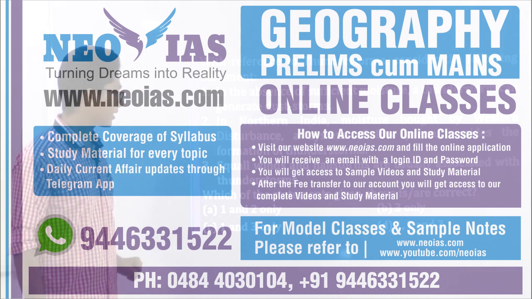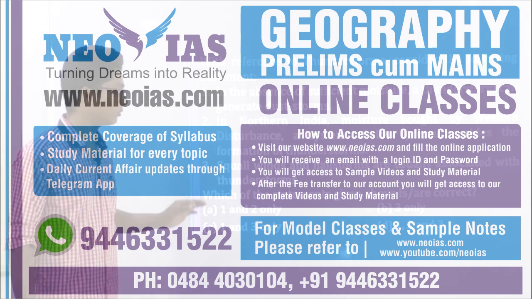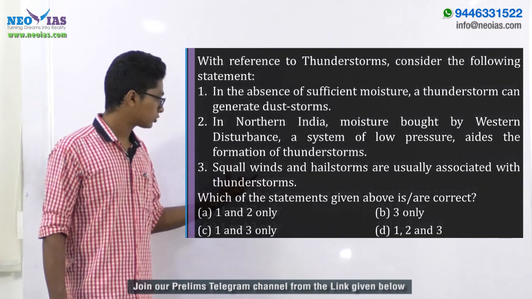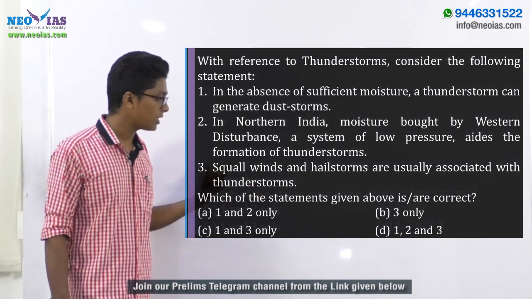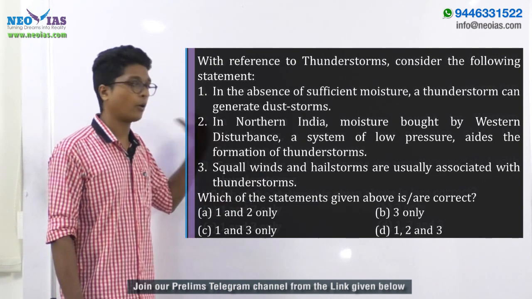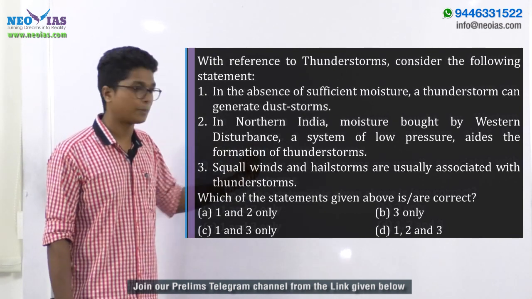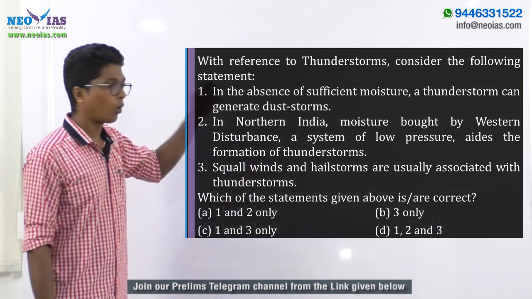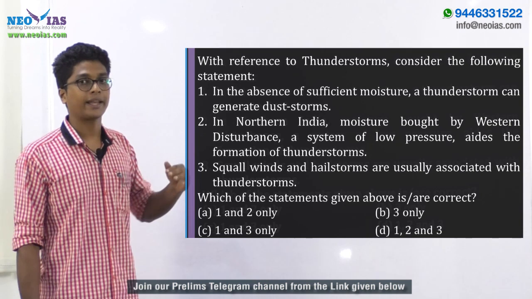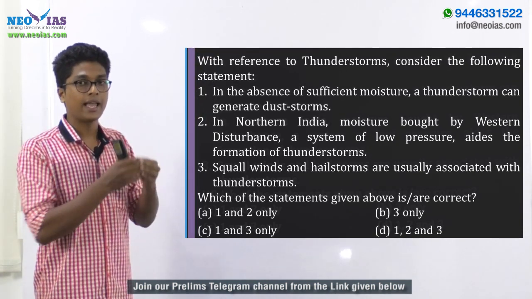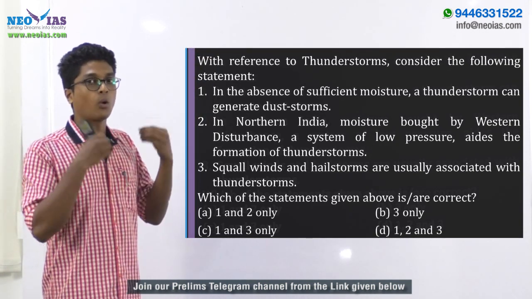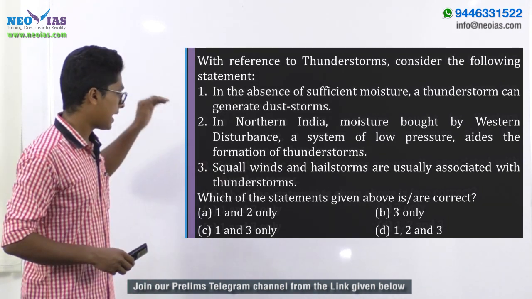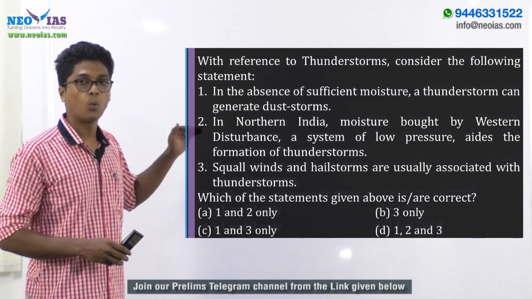Now the third statement: squall winds and dust storms are usually associated with thunderstorms, which is again true. Squall winds means winds whose speed increases all of a sudden. And hailstorms happen when rain droplets are carried towards the upper atmosphere, freeze, grow in size and fall to the ground. So here the answer will come out as D, which is 1, 2 and 3.